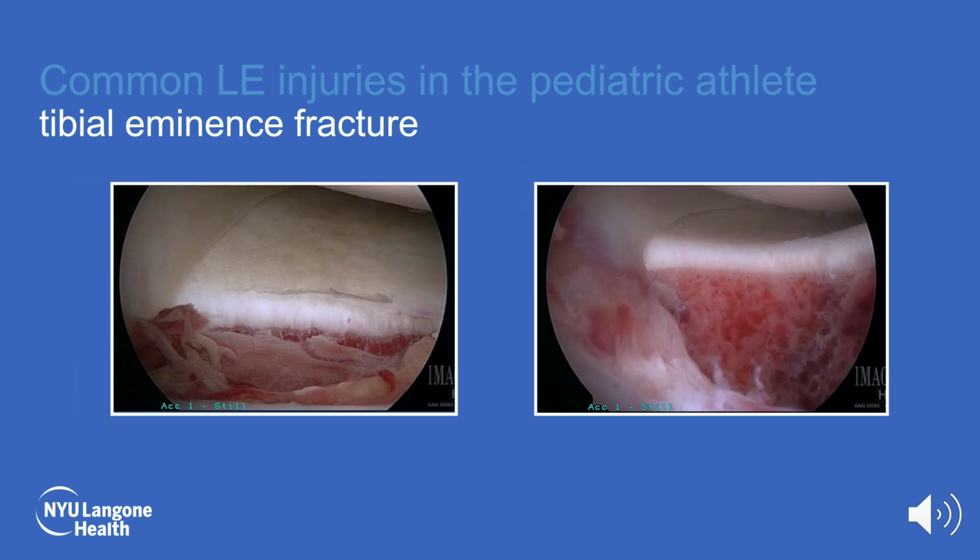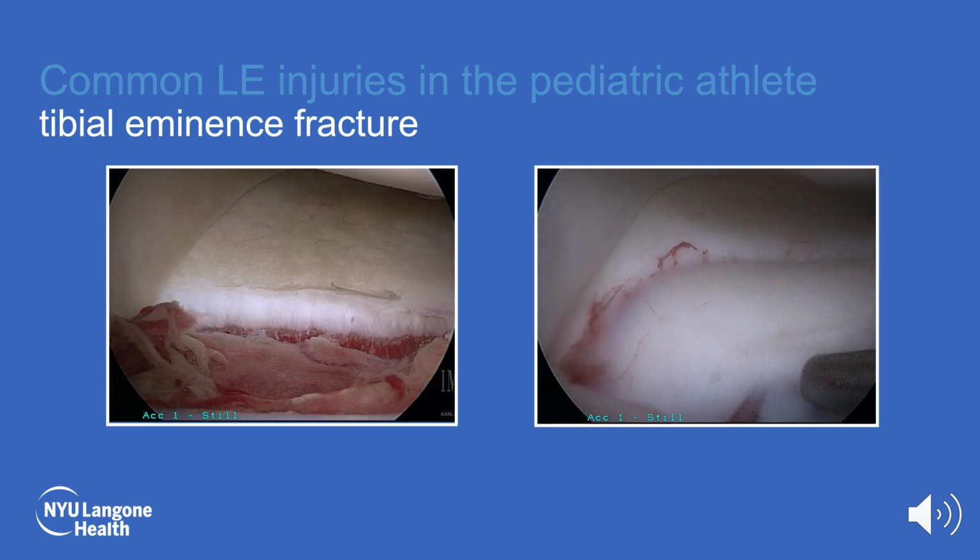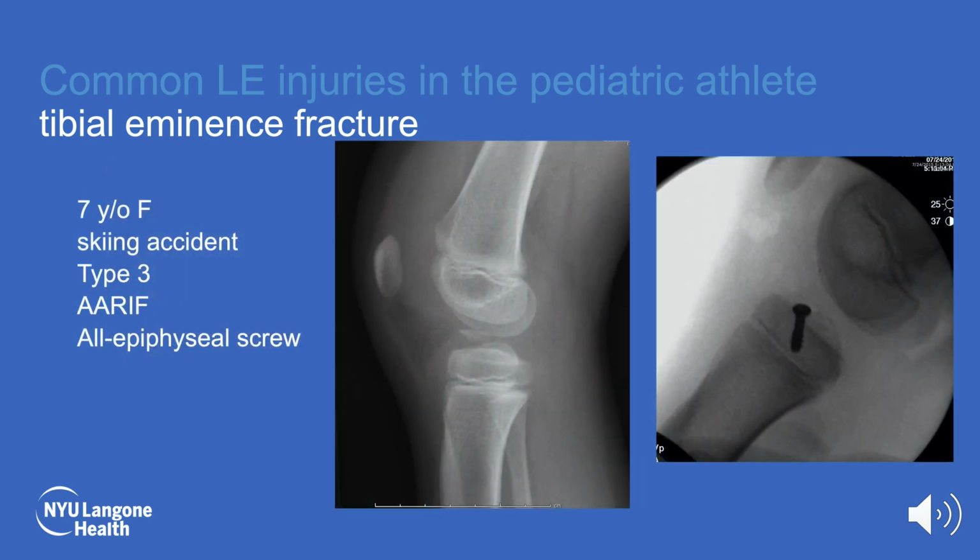And this is just a slide of pictures to remember. On the left, you can see the anterior horn medial meniscus is entrapped within the fracture site. And then the one on the right is once the meniscus has been removed. And so this would have been certainly an irreducible fracture. And then once you remove it, you're able to reduce it. And this is now what that looks like.